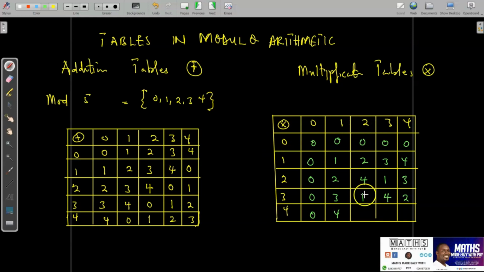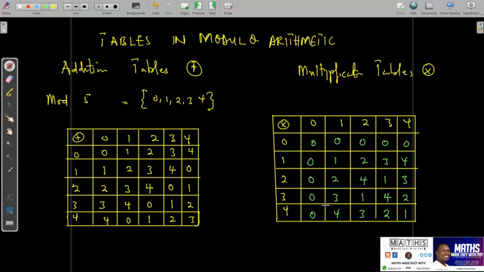4 multiplying 2, we have 8. 8 in mod 5, 3. 4 multiplying 3 is 12. 12 in mod 5, 2. 4 times 4, 16. 16 in mod 5, 1. So that is the multiplication table in mod 5. Very easy as well.